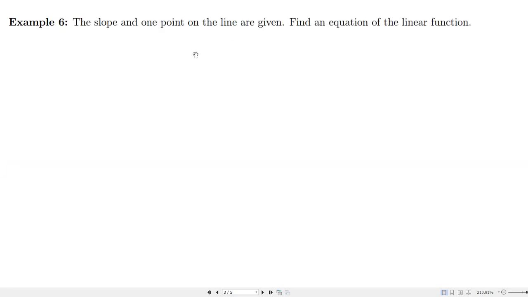So in this next example, I'm going to give you the slope and one point on the line, and I want you to determine the equation of the linear function. So let's say that the point is (3, -4), and the slope is m equal to negative 1/3.